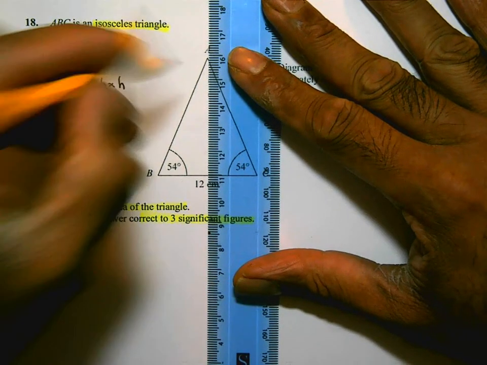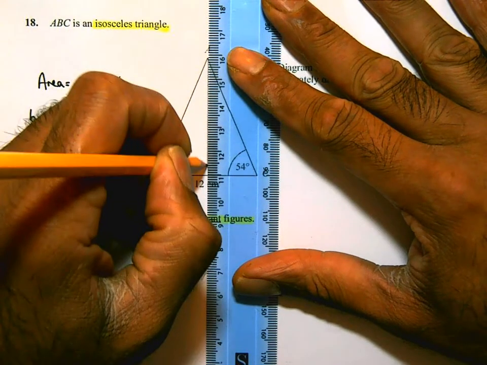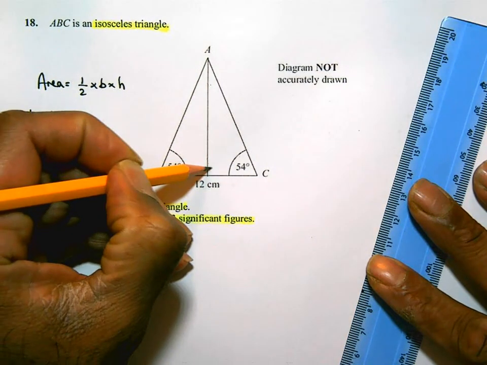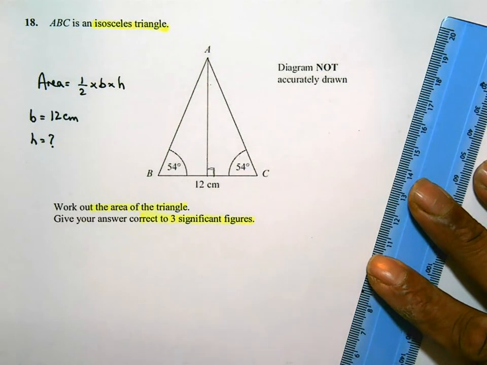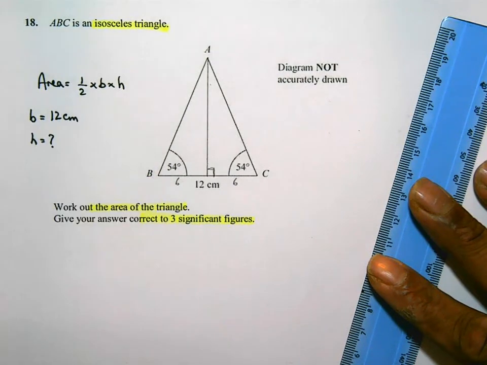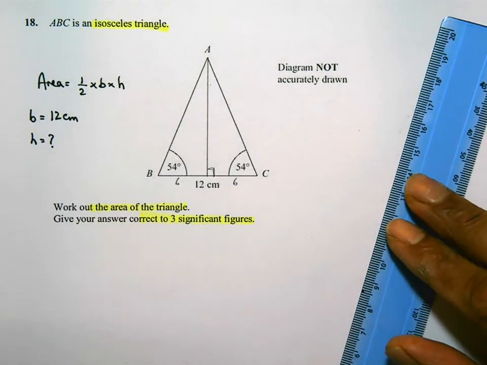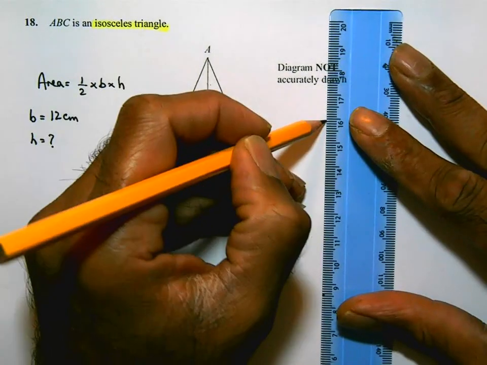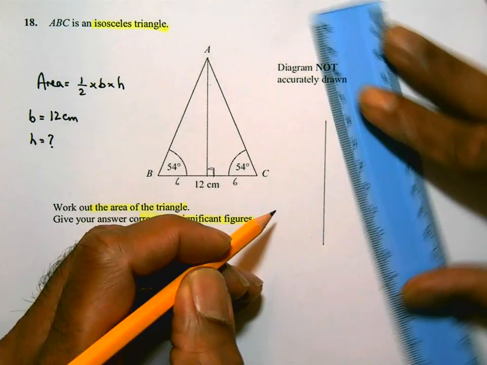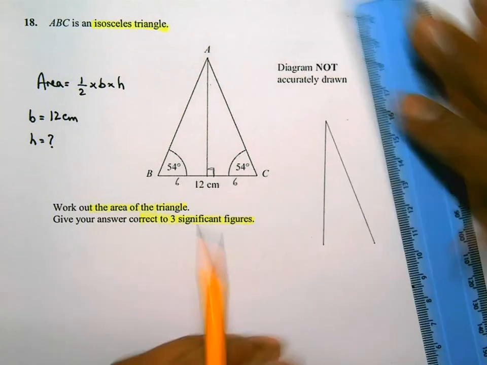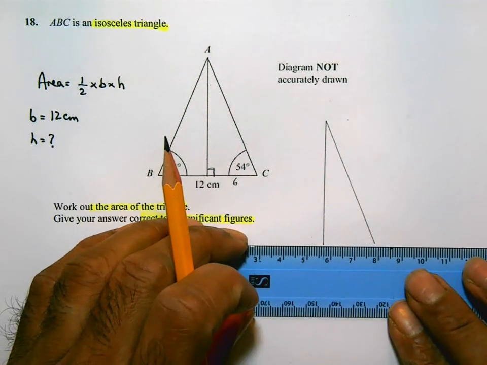And if I draw a line down the center, because it's an isosceles triangle, this line is perpendicular to the base, it's at right angle to the base, and it cuts the triangle into 2 equal sections. So that's 6 and that's 6, half of 12. So what I've done is I've created a right angle triangle, and I know the base is 6 centimeters.